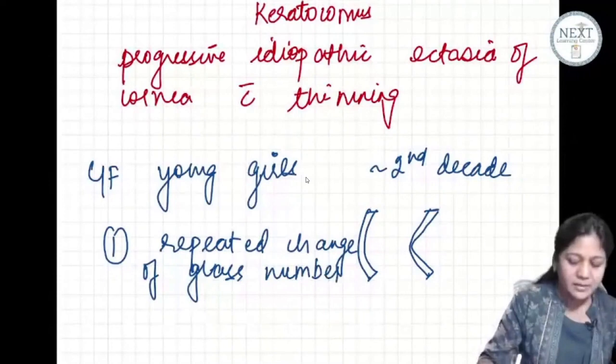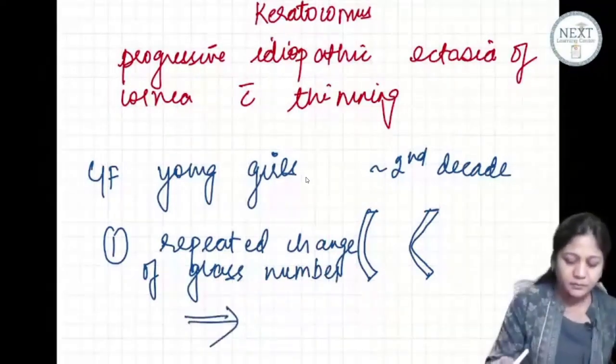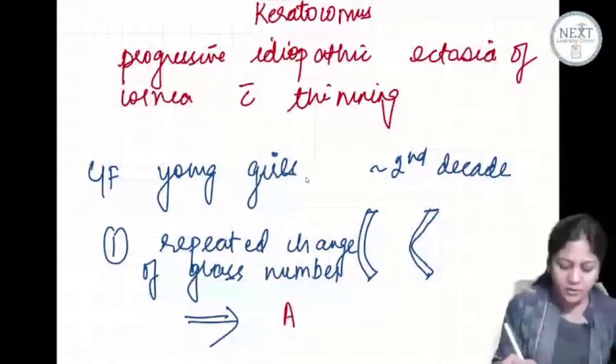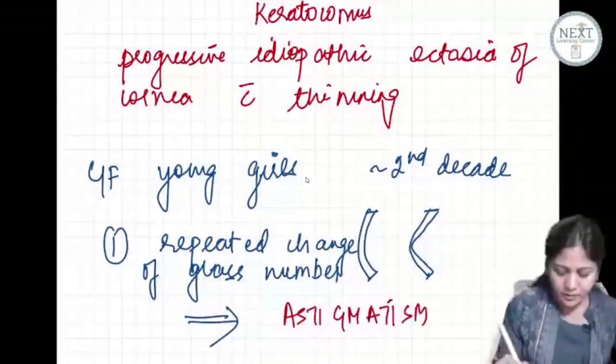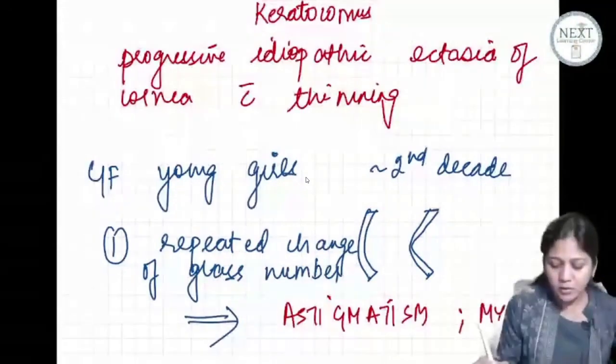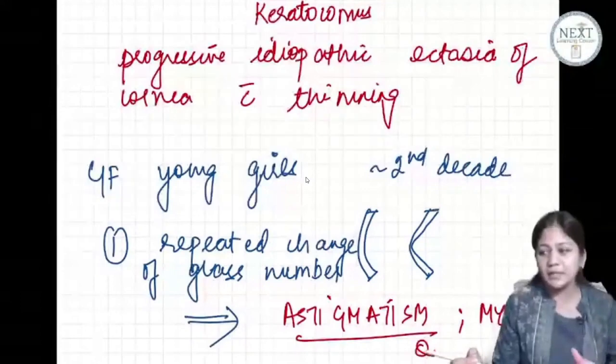Why is this happening? Because of introduced astigmatism. Why is this happening? Because the patient is developing astigmatism. Okay? You can also have myopia, but mainly it is astigmatism.